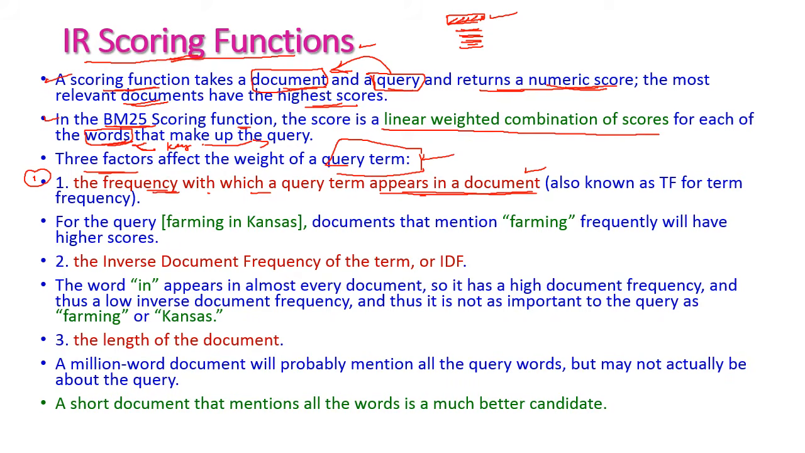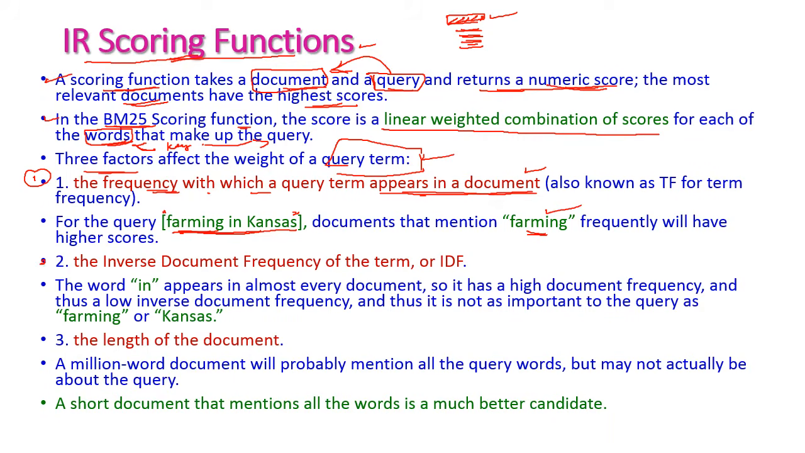Let us take one example. Farming in Kansas is a query. So from this, which term will get the highest score? Farming will get the highest score. This is the first one.